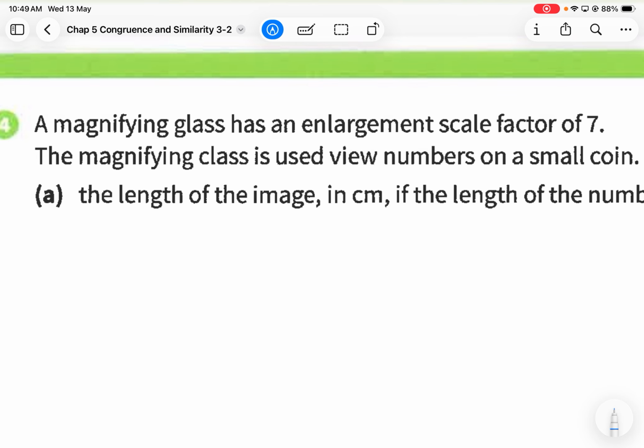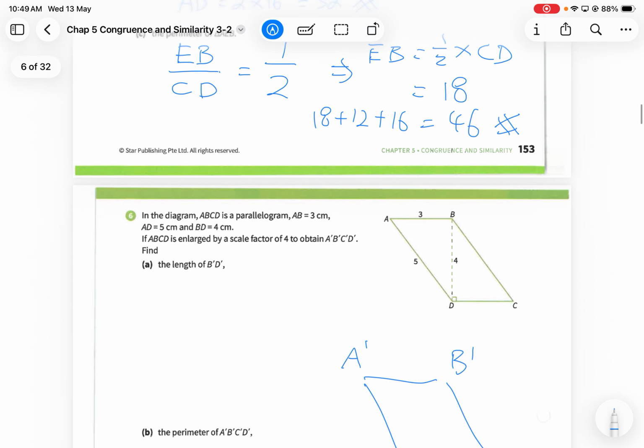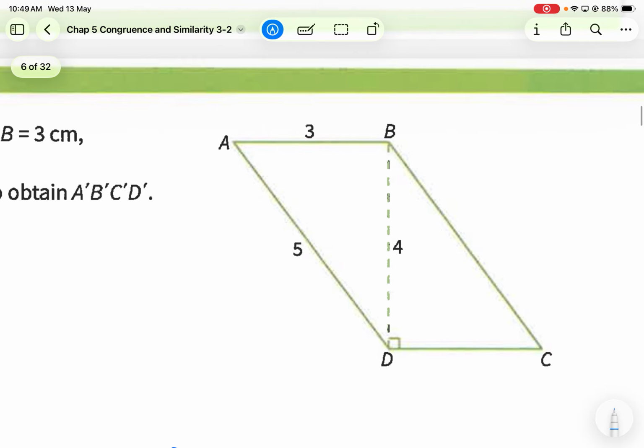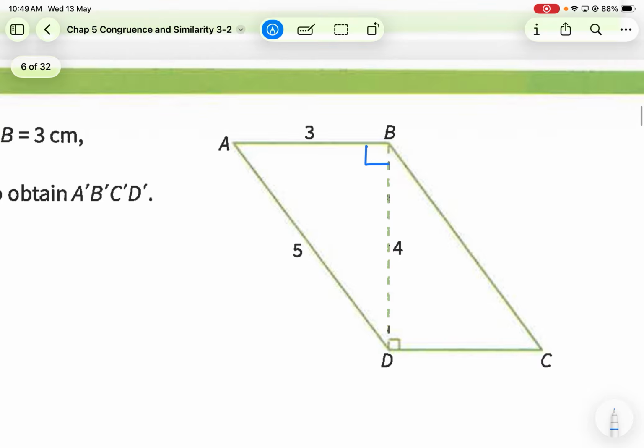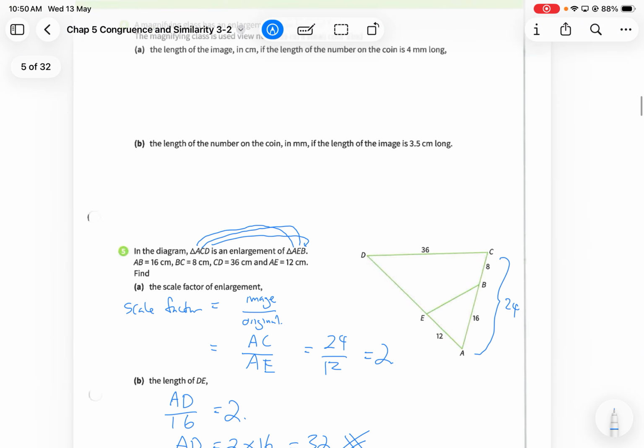Area of a parallelogram, base times height. Everything is base times height. Every area is base times height. Base and height must be 90 degrees apart. What are 90 degrees apart? Here, lor. Base is 3, height is 4 for this parallelogram.